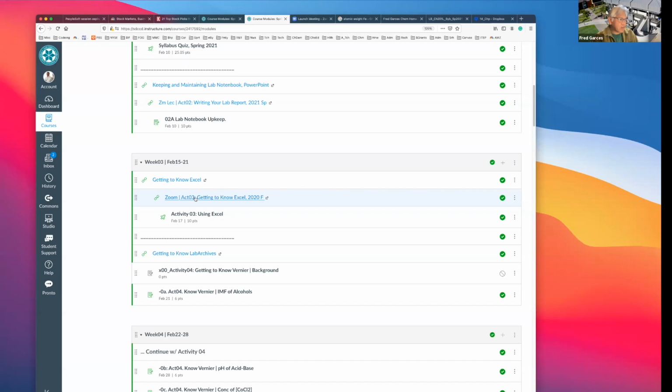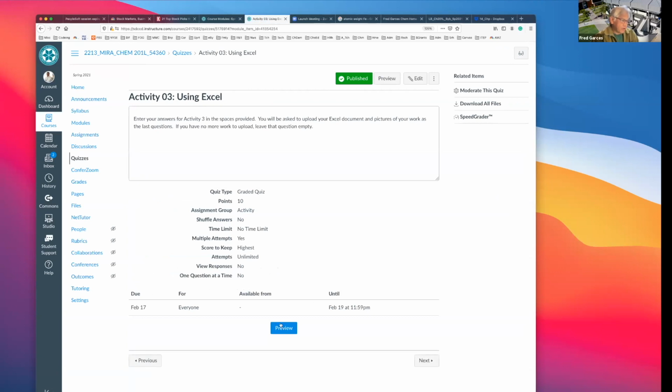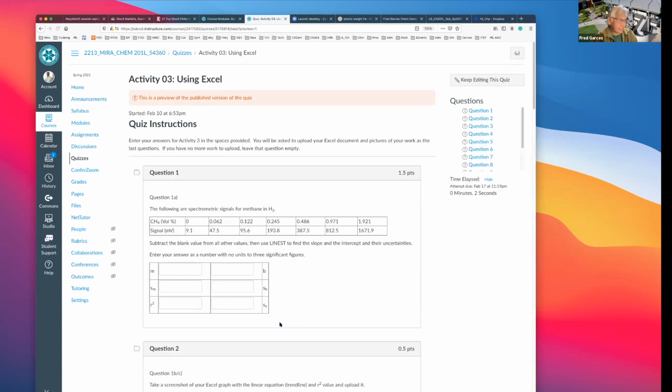This is the Zoom session from last semester. This is the information, but I want to look at activity 3, and I'm going to do a preview on this so you guys can see the actual worksheet that you are going to complete for this activity. Okay, so let me see. Pull this out of the way. This is what you will see.